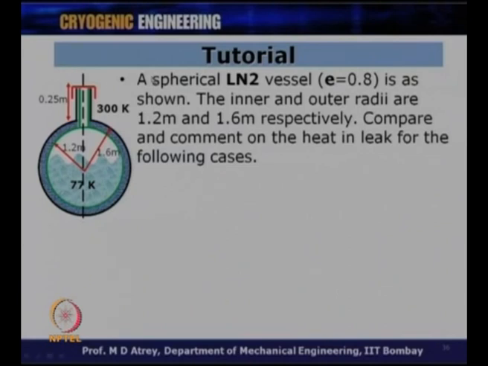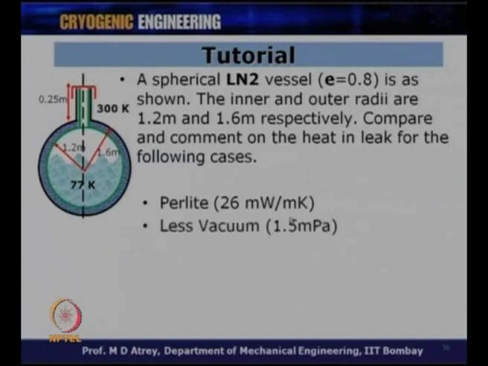Okay, so the problem statement is a spherical liquid nitrogen vessel, and this vessel has an emissivity of 0.8 for both surfaces, as shown over here. The inner and outer radii are 1.2 meter and 1.6 meter. So, it is a pretty big vessel. Compare and comment on the heat leak for the following cases. So, we have perlite powder, which has 26 milliwatt per meter Kelvin as apparent thermal conductivity.